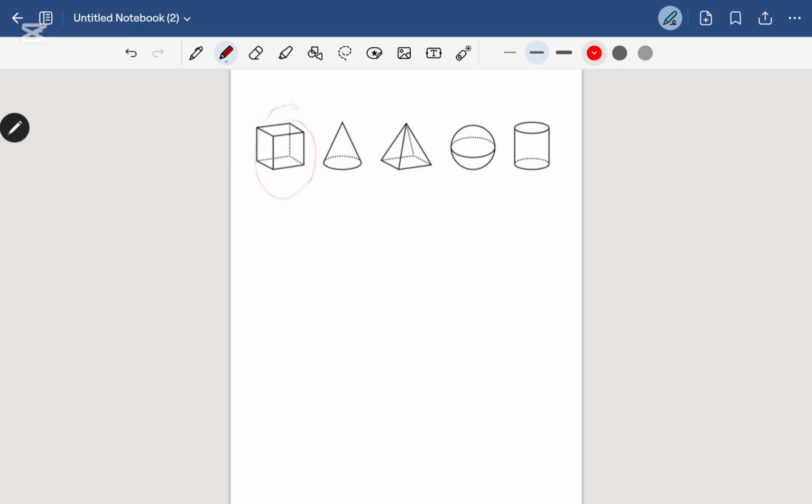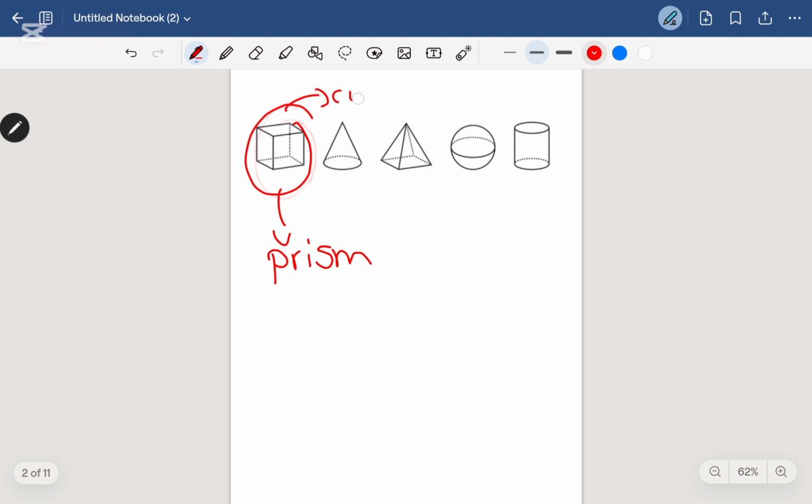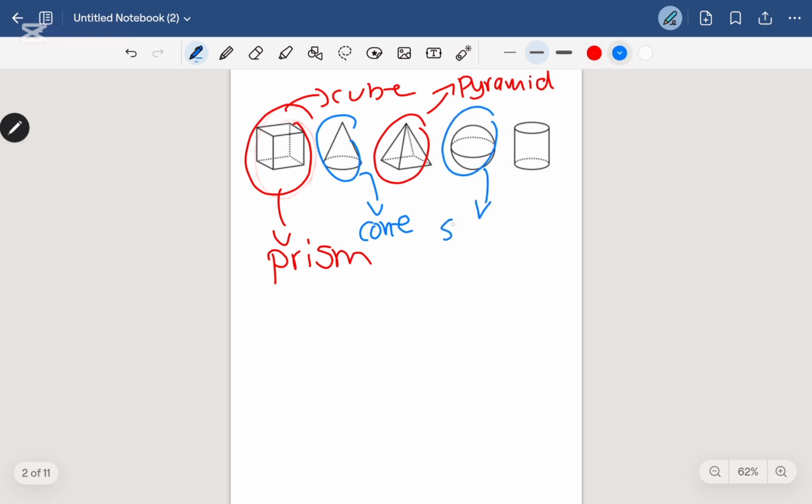This over here, we call this a prism. And in that all of its sides are a square and they're all the same square, we call it a cube, all right? This over here, we call it a cone. This over here, we call it a pyramid. This over here, it is called a sphere. And then finally over here, we have a cylinder. So just keep the names of these objects in mind before we start.